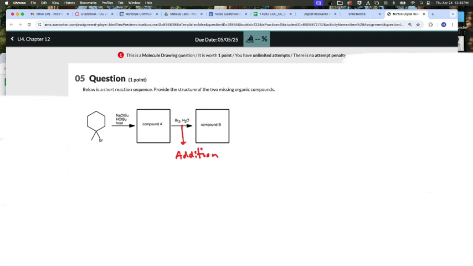Okay. So at this point, I don't know what structure A is. We said, oh, we should talk about it first. I said, we're not going to look at that. We're going to look at something that we know a little bit of information about. Br2 and H2O is addition. And because we know it's addition, what do we know compound A has to have? Pi bond. We know it has to have a pi bond.